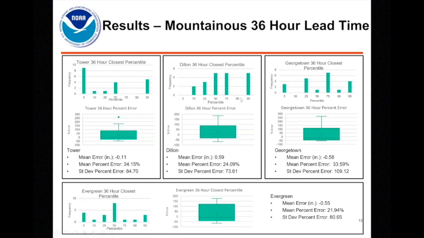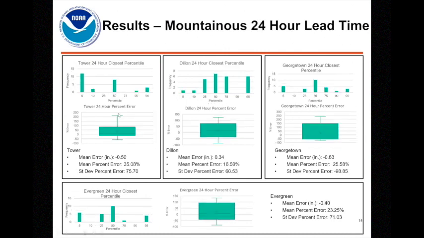For Dillon, it shows a skew towards under prediction, with the 50th, 75th, and 95th all being about the same. Moving on to Georgetown, there is a slight under bias, with the 75th, 90th, and 95th being a large percentage, as well as the 3rd percentile being pretty large in this case. Evergreen is a slight over prediction, with a large percentage coming between the 5th, 25th, and 50th percentile.